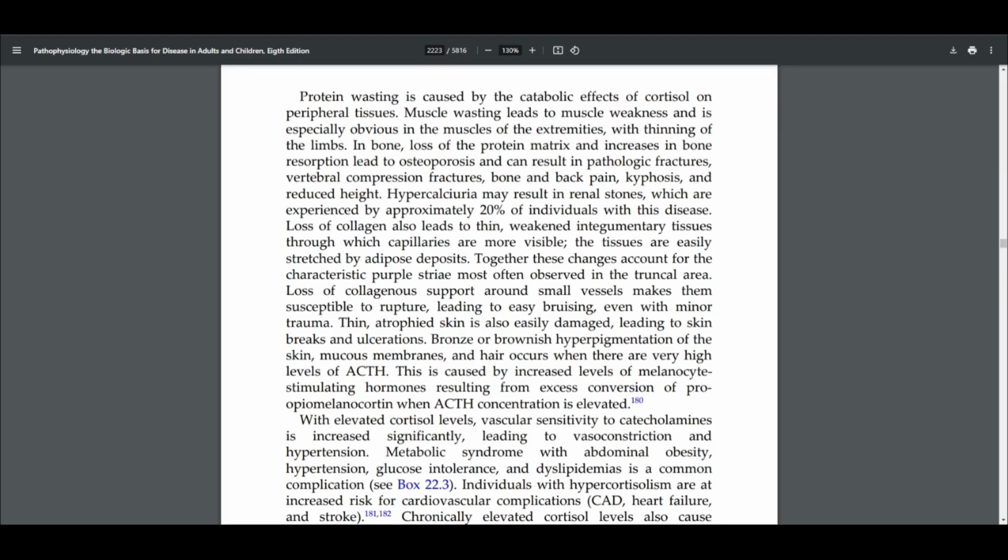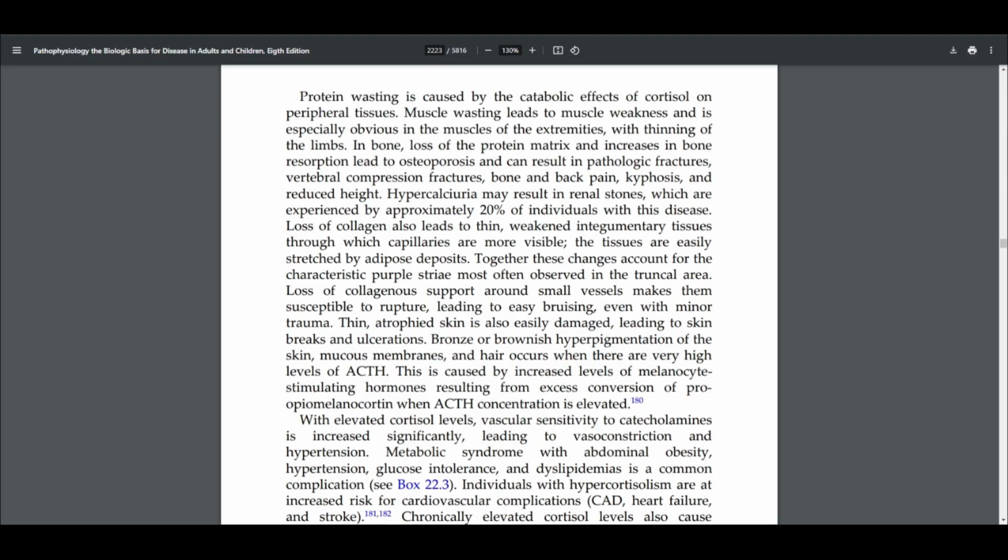In bone, loss of protein matrix and increase in bone resorption lead to osteoporosis and can result in pathologic fractures, vertebral compression fractures, bone and back pain, kyphosis, and reduced height. Hypercalciuria may result in renal stones, which are experienced by approximately 20% of individuals with this disease.